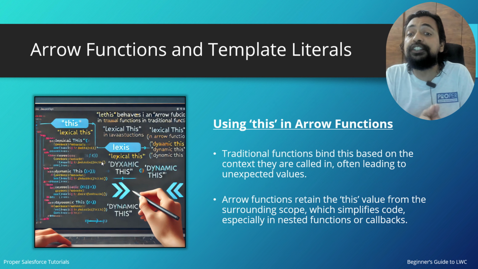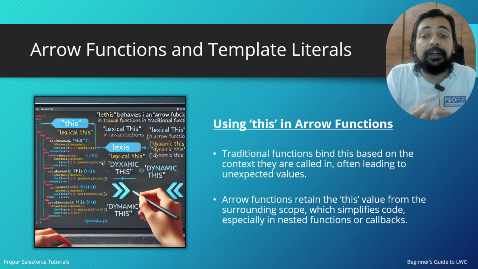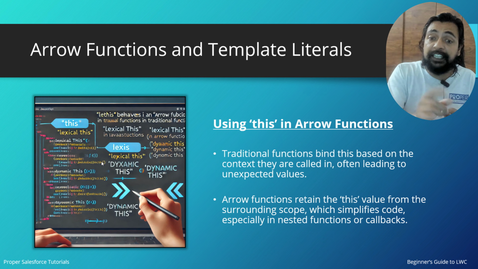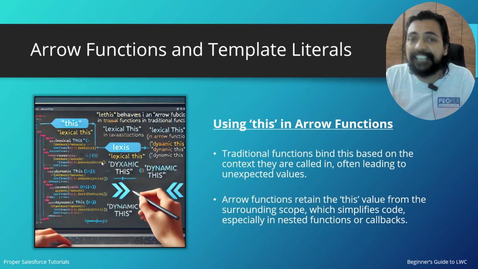Whereas with arrow functions, it retains this value from the surrounding scope, which simplifies code specifically when we are using nested functions and callbacks. So let me show you an example of it.